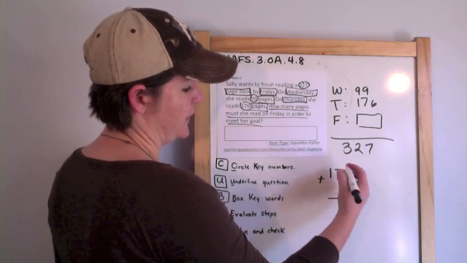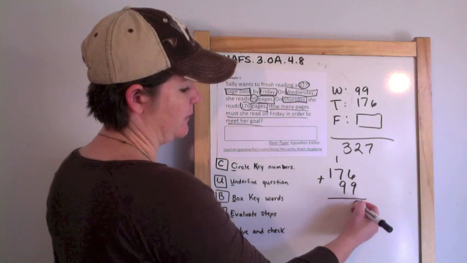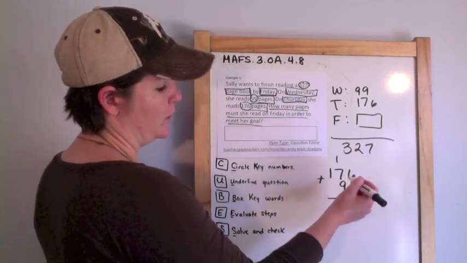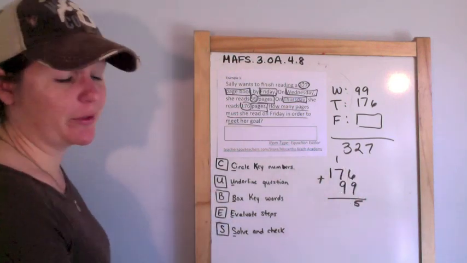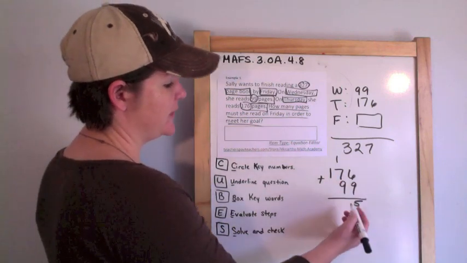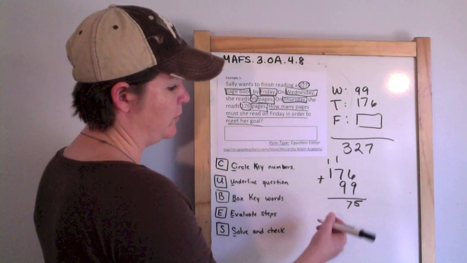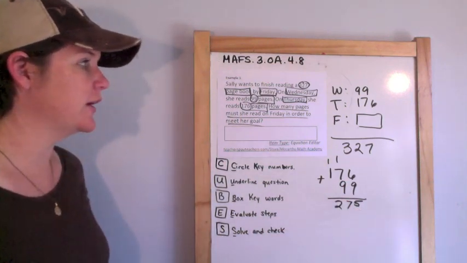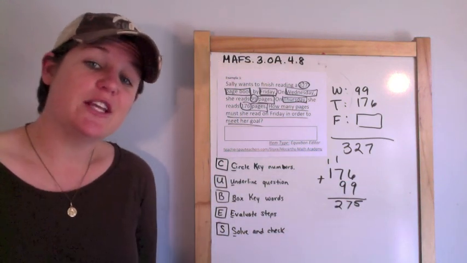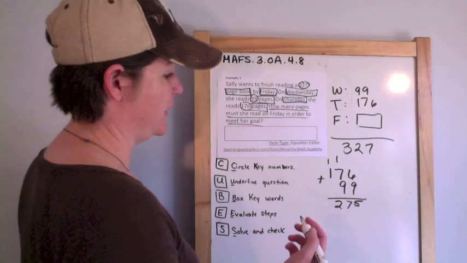All right, 6 plus 9 is 15. Woo, it's high up here. Nice landing, dude. 1 plus 9, those are compatible numbers, so that's 10. 10 plus 7 is 17. Woo, it's high up here. Nice landing, dude. And 1 plus 1 is 2. So far, on Wednesday and Thursday, she has read 275 pages.